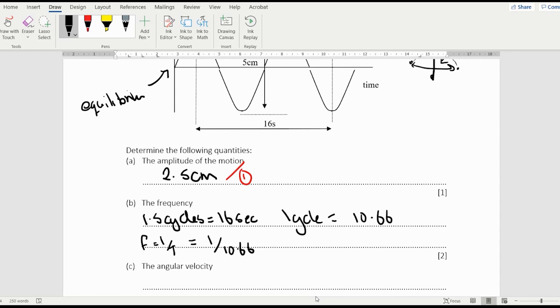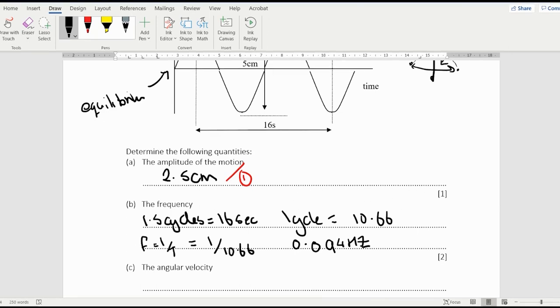I end up with an answer of 0.094 hertz. Oops, that's like a 7, that should be hertz. Just going to check the answers in this one, I always do. Yep, 0.094, that's what they're after here. Okay, so there's 1 mark available for working out that it's 1.5 cycles, so working out the time period, and then 1 mark for using the formula there.